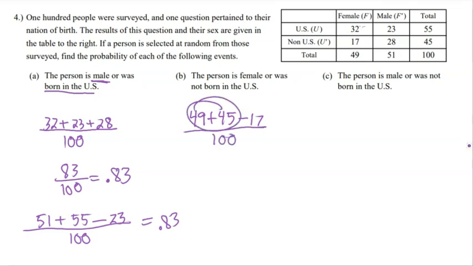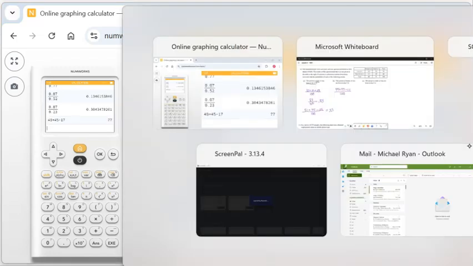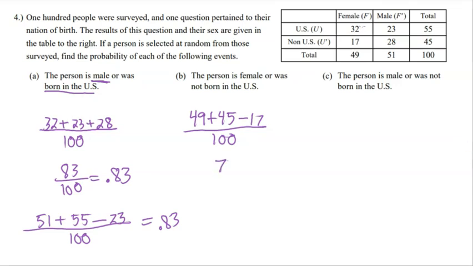Well, 49 plus 45, that's, well, let's do that in a calculator. 49 plus 45. And then we're going to subtract away 17, and that's 77. So what we have here is 77 over 100, and the answer is 0.77. Now we could do it the other way.